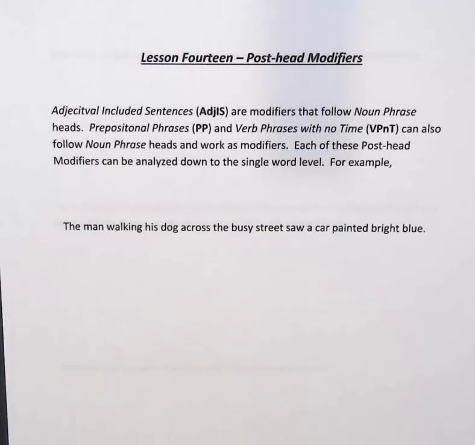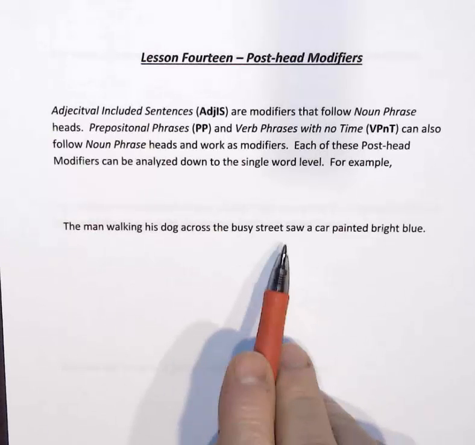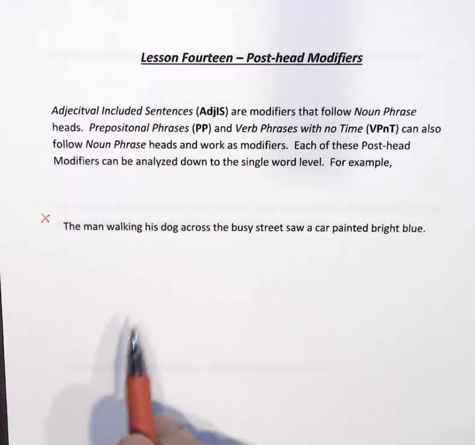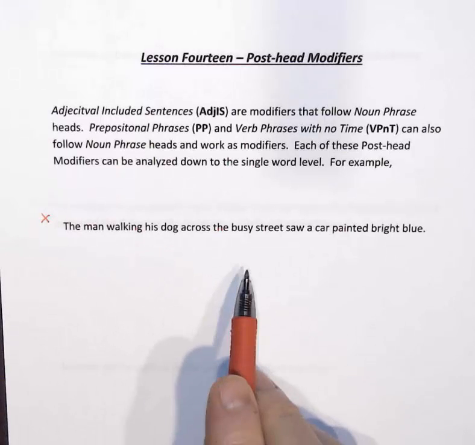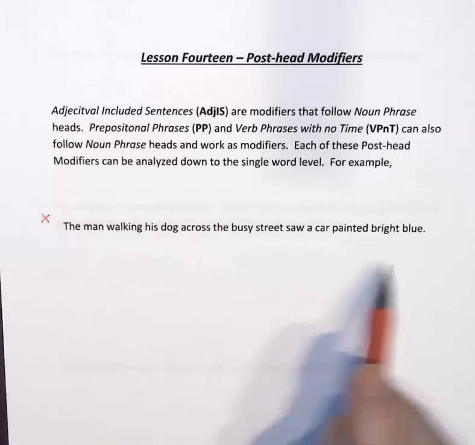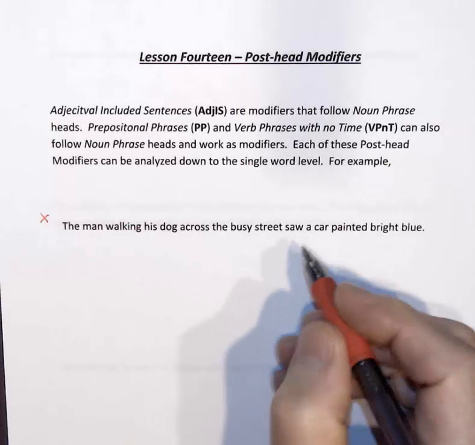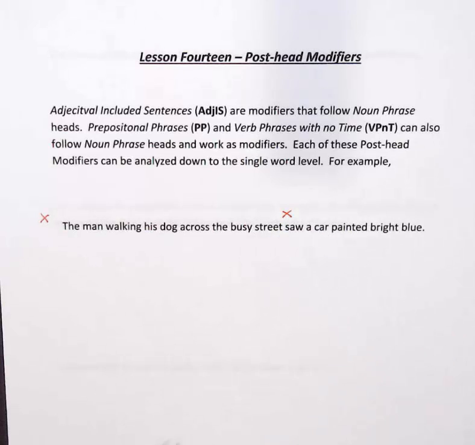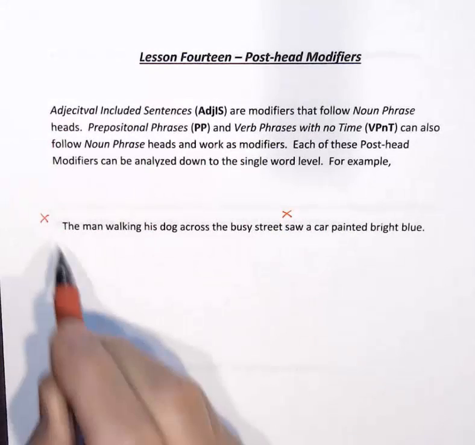The best thing to do is to start from the beginning. A man walking his dog across the busy street saw a car painted bright blue. There's no shifters. I don't see an X word, but I'm going to use did because of the verb saw. Did the man walking his dog across the busy street see a car painted bright blue? And the man walking his dog across the busy street did not see a car painted bright blue.